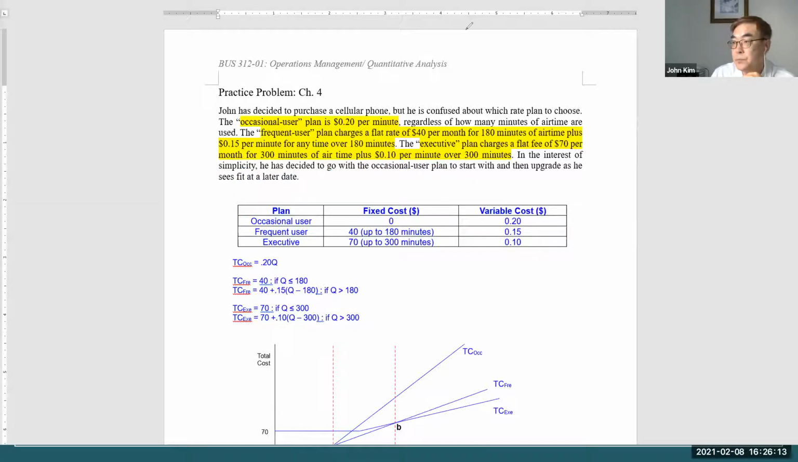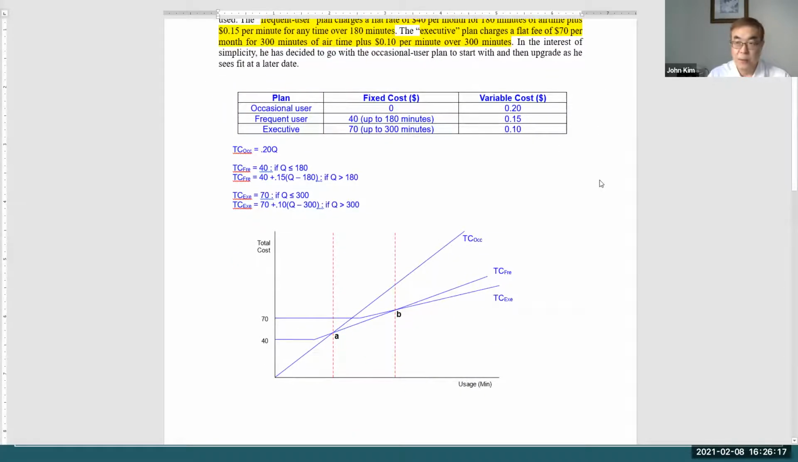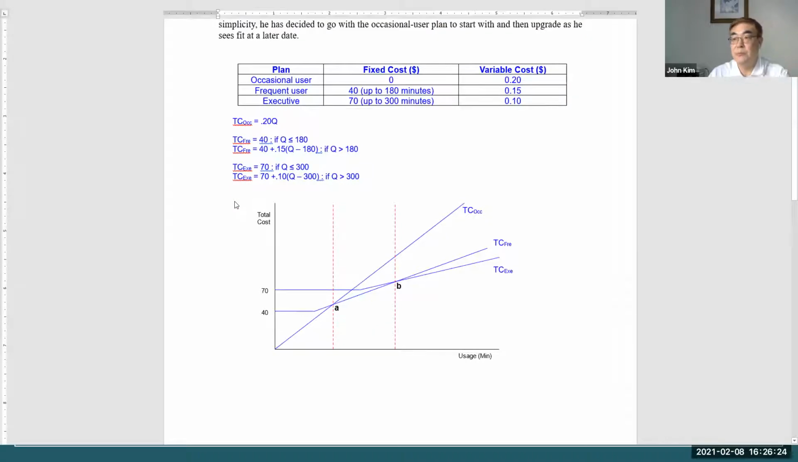So we develop the total cost equations like this. And then with these equations, we can draw the graph. First option, just start from zero, increase by 20 cents. Second option, flat up to 180, after that, increase by 15 cents. Third option, flat up to 300, and then increase by 10 cents.